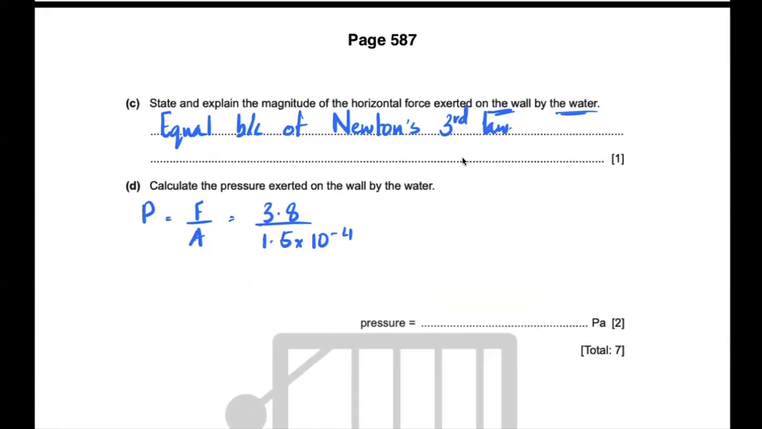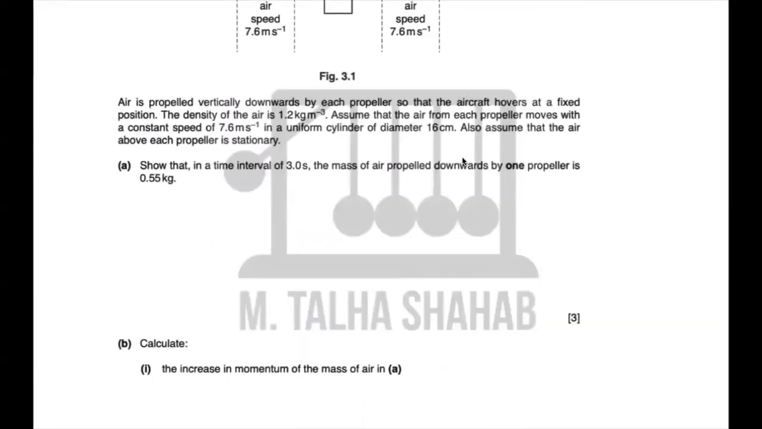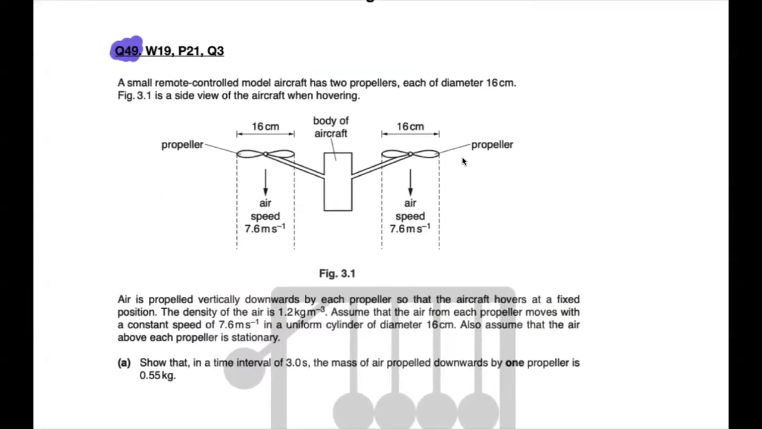So this value turns out to be 2.5 into 10 to the 4 pascals. Now on to the last question related to mass flow rate. Pretty similar question, and hopefully, inshallah, this time you will be able to do this on your own. Winter 19, paper 21, question 3.